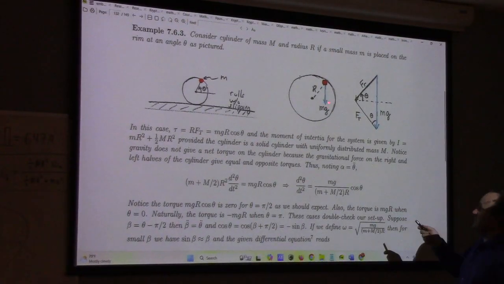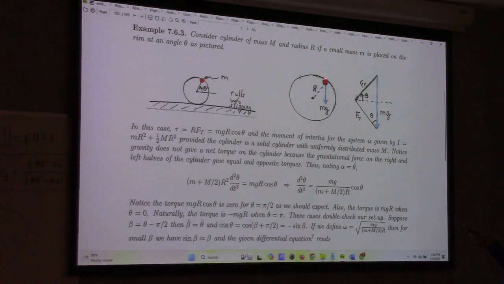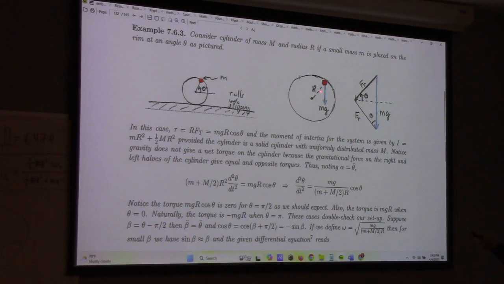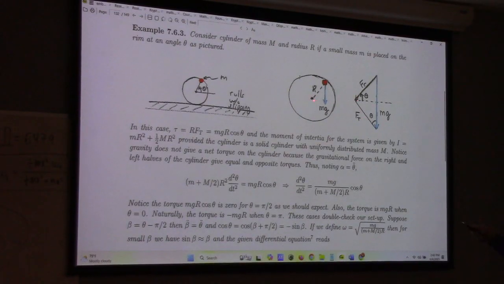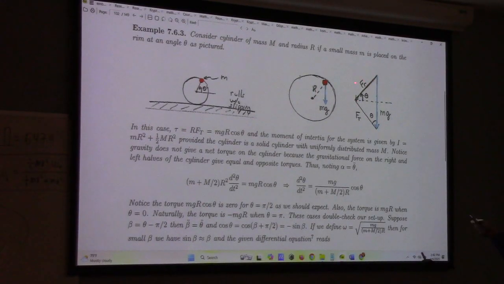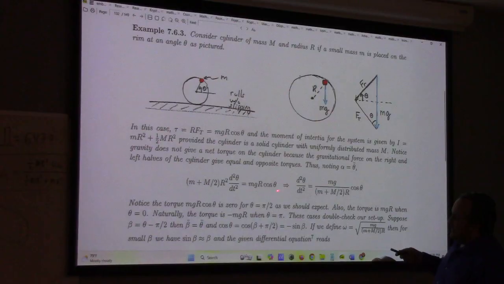So I've got mg, and I can draw this picture. What's the part that's torque? It's the part that's perpendicular to the radial arm, like this piece right here. So if this is my theta, and the picture looks like this, it ends up being m g r cosine theta. That's my torque.